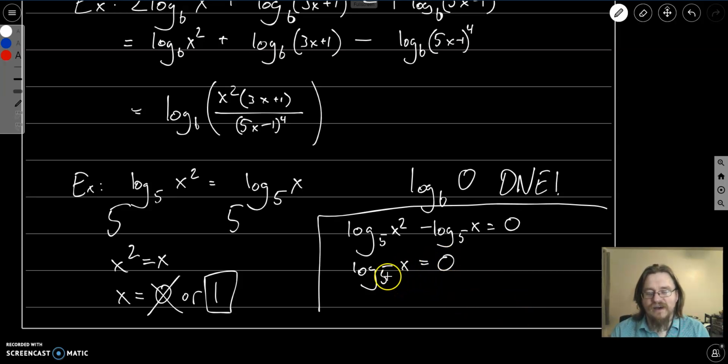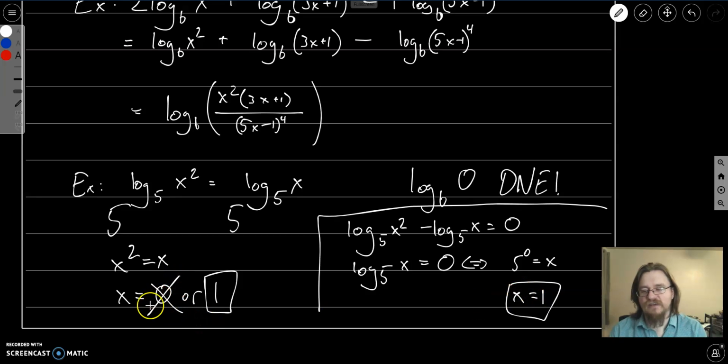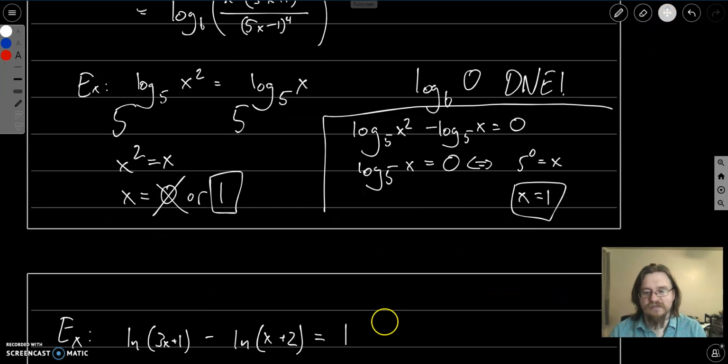X squared divided by x, that's just x, is equal to 0. And oh hey, look, this means we can rewrite this equation as 5 to the 0 power should be equal to x, or x is equal to 1. And again, this just comes from the fact that logarithms and exponentials are essentially inverses of one another. So 5 to the 0 power is equal to x. So here we didn't even get this extraneous solution 0. We only got the correct one, which is pretty nice.